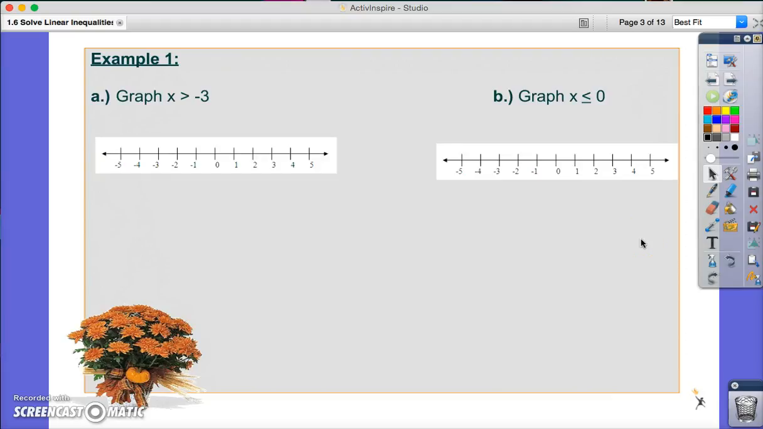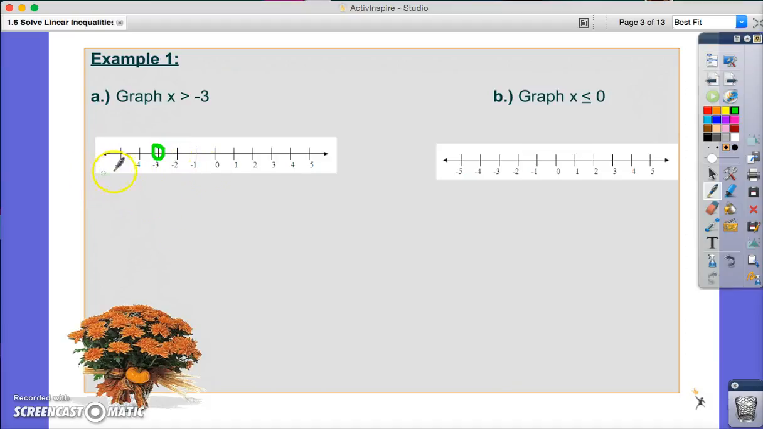So normally if I graph a point on a number line, it's a solid circle, that's a dot. With inequalities, we have 2 different things going on. We have either an open or a closed circle, and also we shade part of the number line. So let's take a look here. Example 1a, graph x greater than -3. Let's locate -3 on the number line. It's not or equal to, it's just greater than. So we're going to have an open circle on -3.